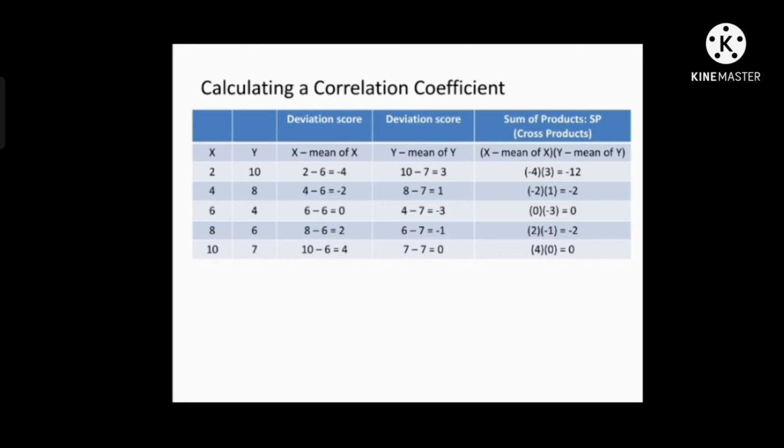Next, the deviation score of x is negative 2, and for y it is 1. So negative 2 times 1.